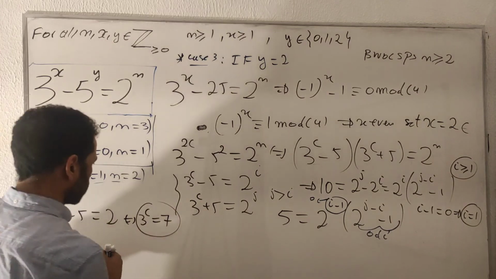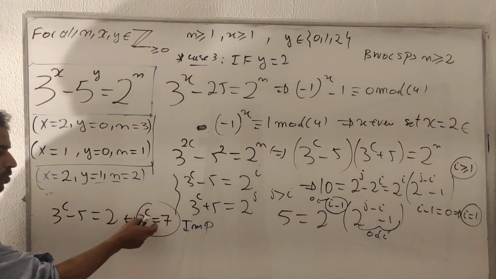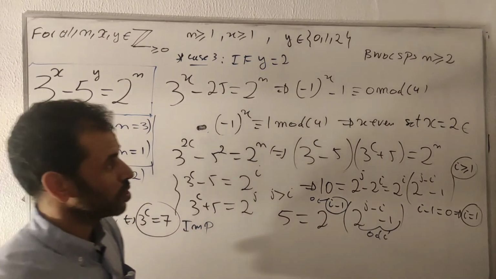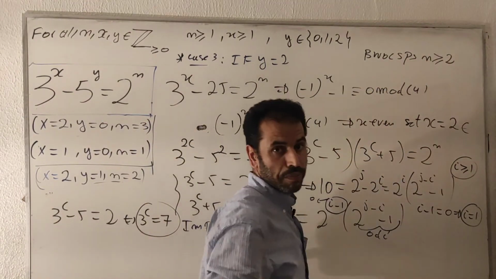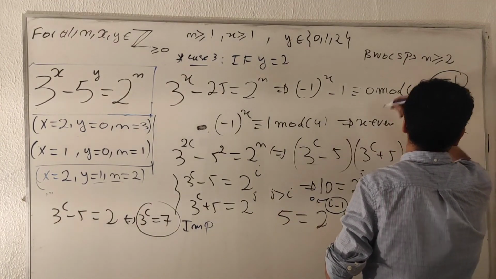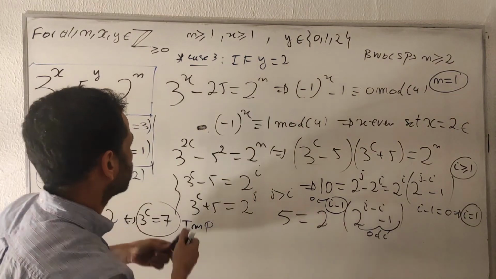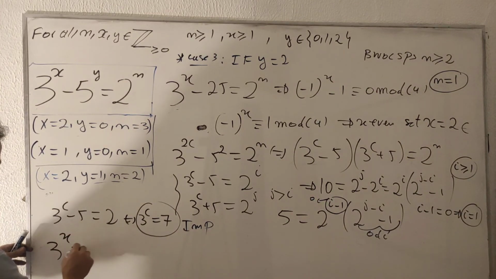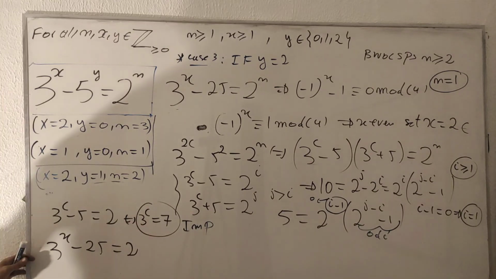This is also impossible, because you get 3 to the c as a power of 3, but 7 is not a power of 3, which means impossible. So this solution, with n above or equal to 2, is impossible, which means n must equal 1. Okay, if n equals 1, let's replace the value of n into this one. I get here 3 to the x minus 25 equals 2, because n was replaced with number 1.